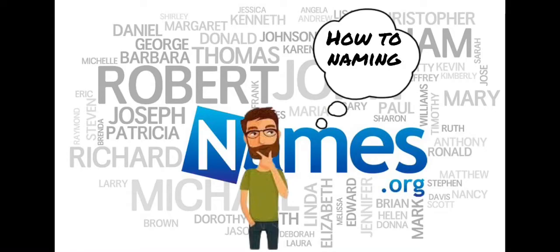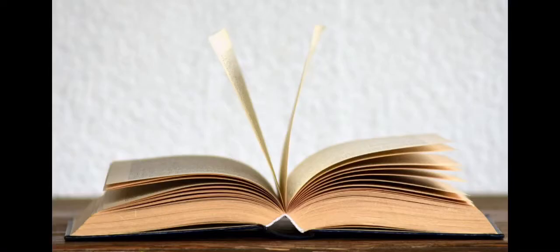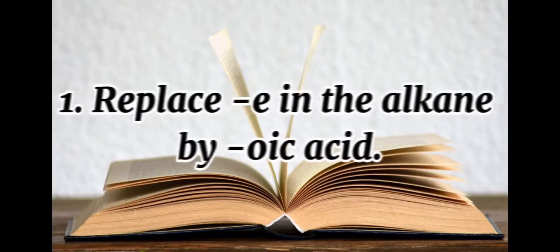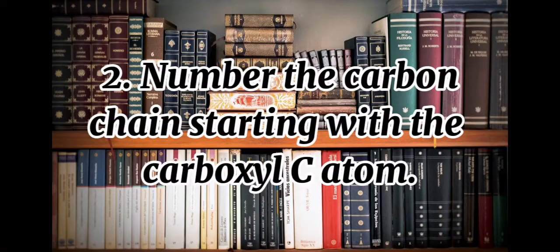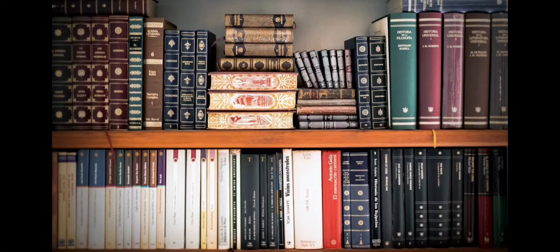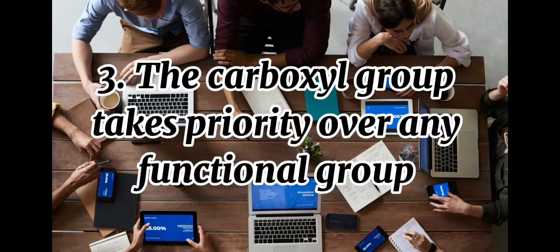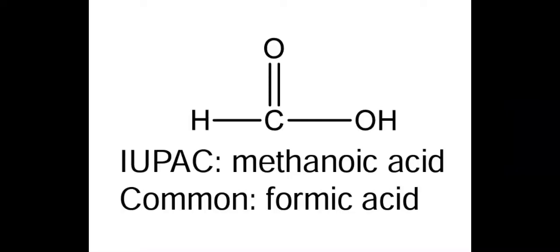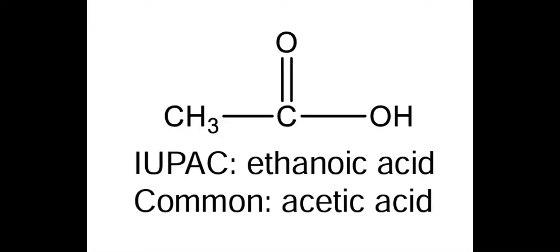If you want to name this functional group, first of all, you must replace the E letter in the alkane with oic acid. Second, number the carbon chain starting with the carboxyl C atom. And the last one, the carboxyl group takes priority over any other functional group. For example, methanoic acid and ethanoic acid.